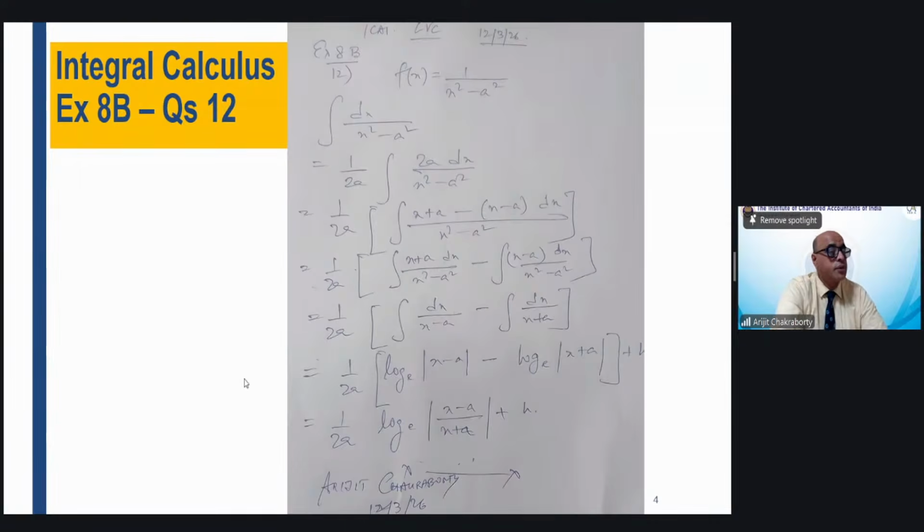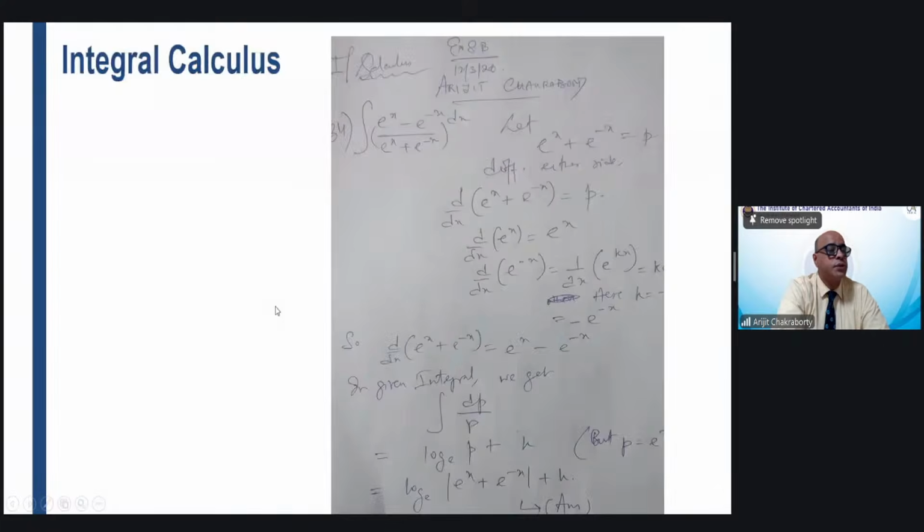If you look at this question, the solution, if you see, this is the entire working out, and you can check one of the options is definitely correct, and you can check the question once again. This is question number 12, exercise 8b. A request came from one of the students, so I have solved it here. Next question we are taking up is question number 34, exercise 8b.